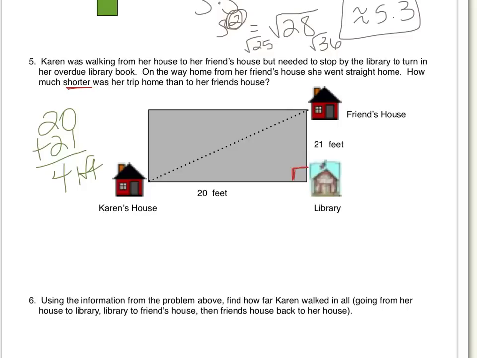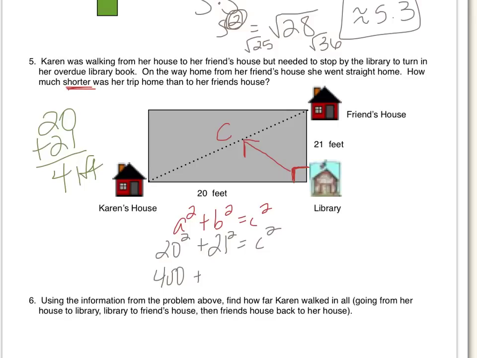A squared plus b squared equals c squared. This one is my c, my hypotenuse, because it is directly across from my right angle. So now I'm going to fill in my blanks that I know. So I'm going to do 20 squared plus 21 squared equals c squared. 20 squared is 400. 21 squared is 441. So we add those together because they're on the same side. So 841 equals c squared.